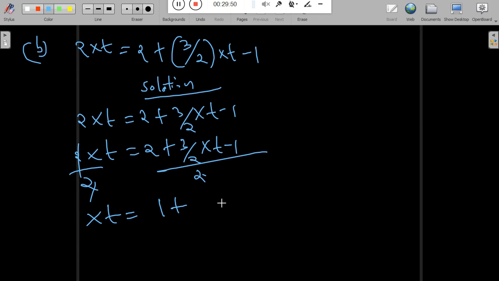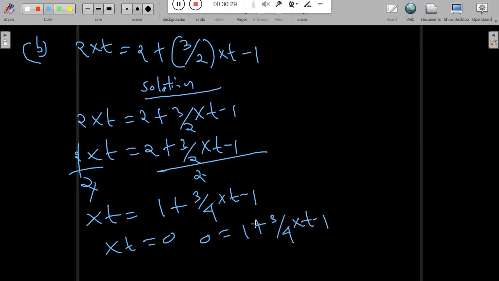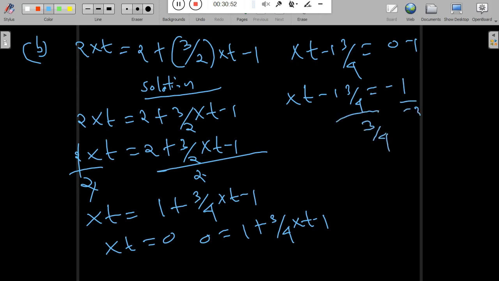When you divide by 2, this will give you 3 over 4 xt minus 1. So xt will be equal to 1 plus 3 over 4 xt minus 1. We equate it to 0 so as to obtain the steady state value. So it will be xt minus 1 over 3 over 4 is equal to 0 minus 1. When you solve, you obtain the value of xt minus 1, that is the x-axis, equal to negative 1 divided by 3 over 4.